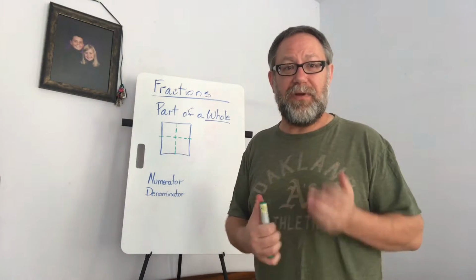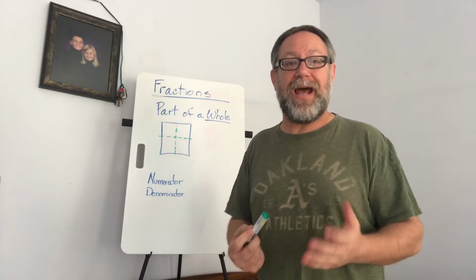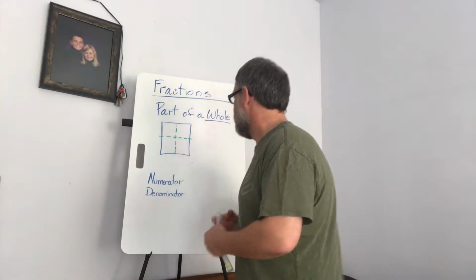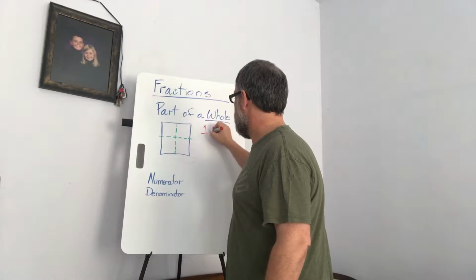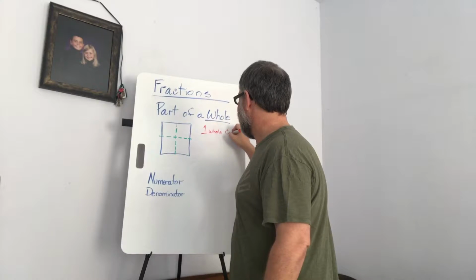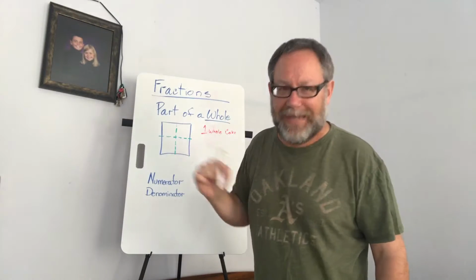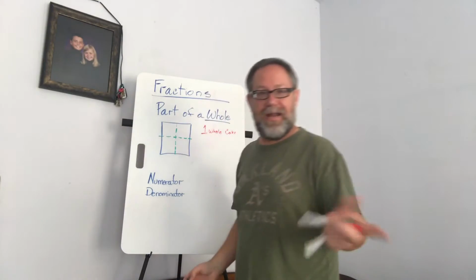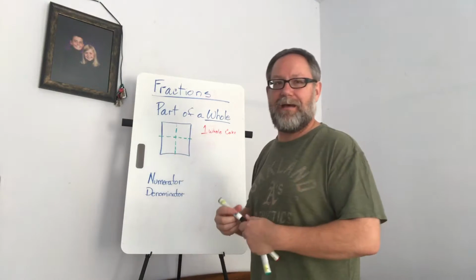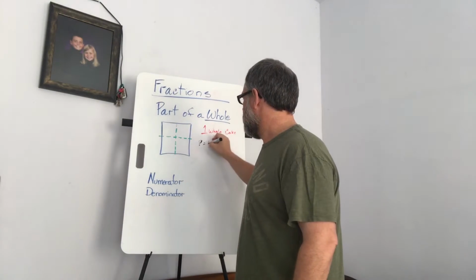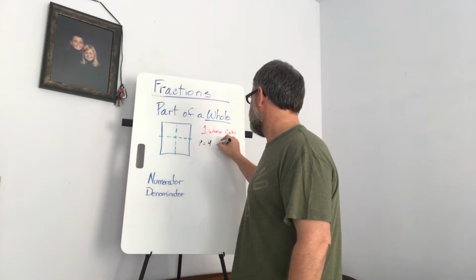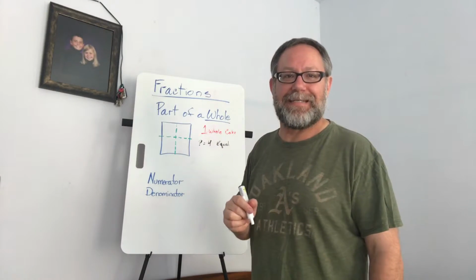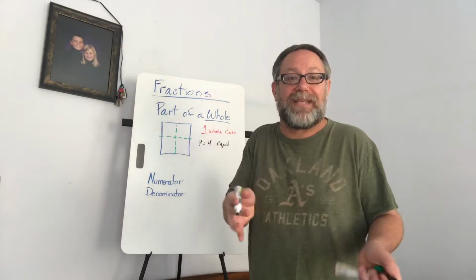But this is English, and we've got to have a name for everything. We've got to label everything. So in this case, we have one whole cake. Chocolate cake. Great. But now we have pieces. How many pieces do we have? 4. And they're equal. We call that equivalent pieces. They're equal to each other. They are all the same size.